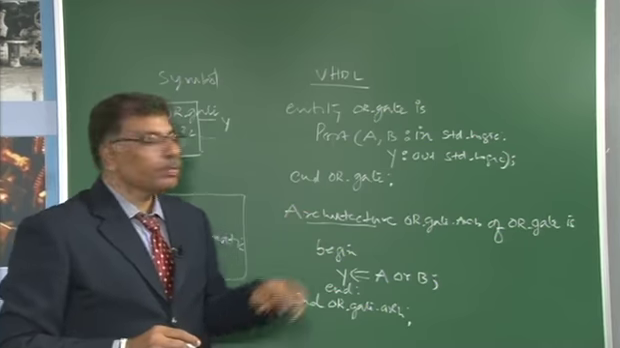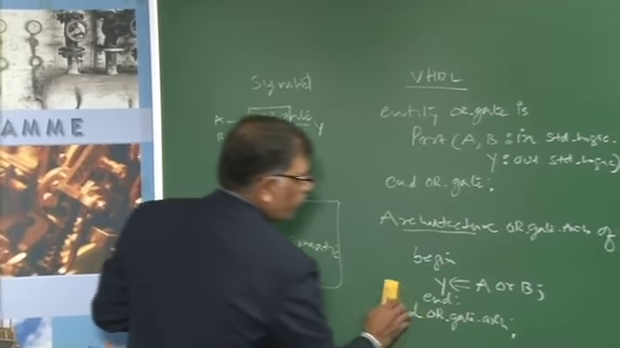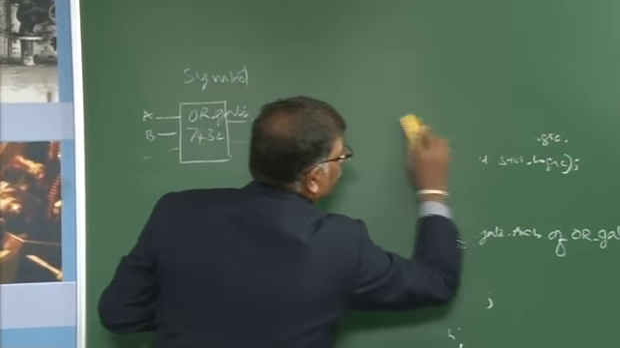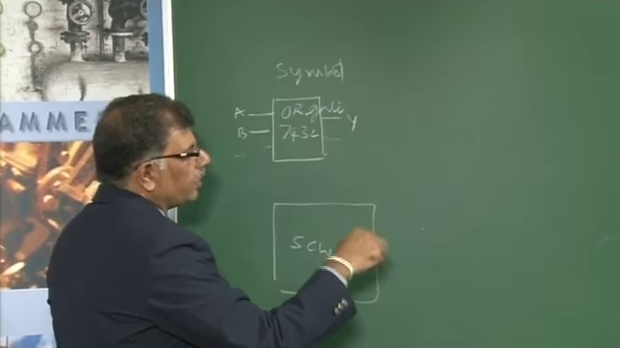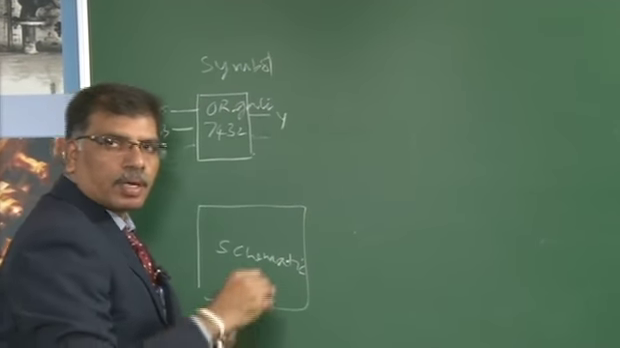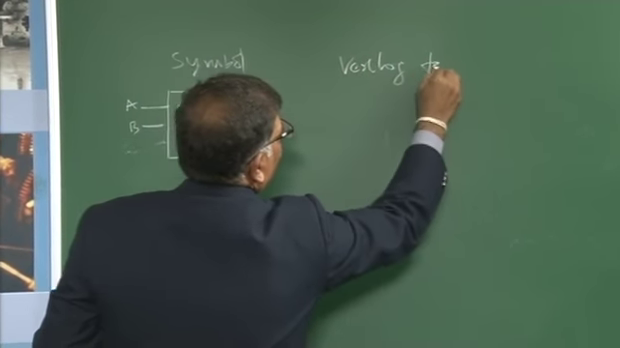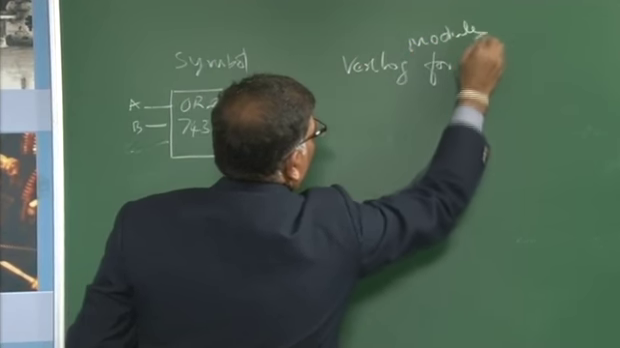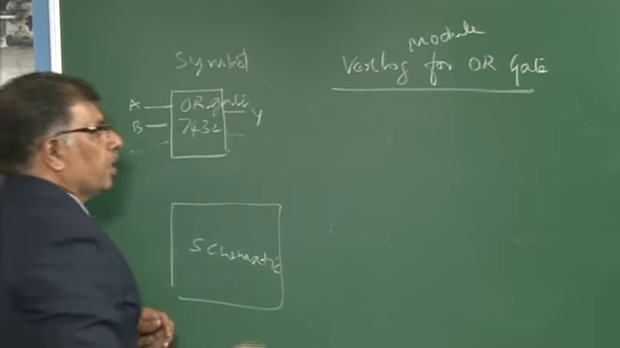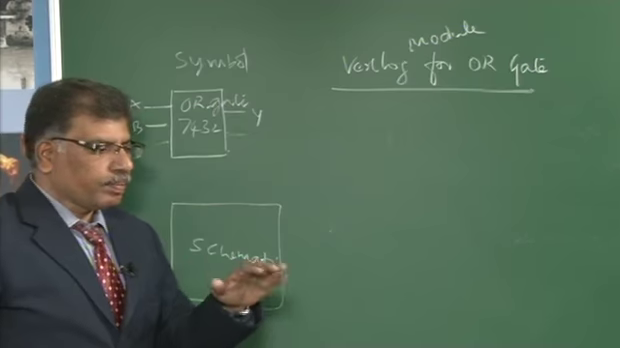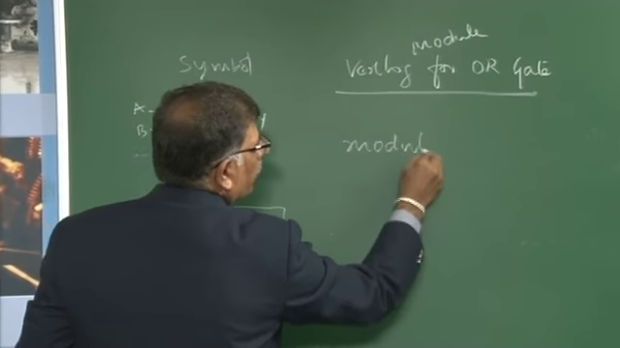Now we will see how to write a Verilog model for the same OR gate. In Verilog we don't have something like an entity and an architecture. Everything is defined in a model itself. We have a keyword called model, a Verilog model for an OR gate. As I said before, in Verilog we don't have a separate entity part and architecture part. Everything is defined in the syntax called model itself.